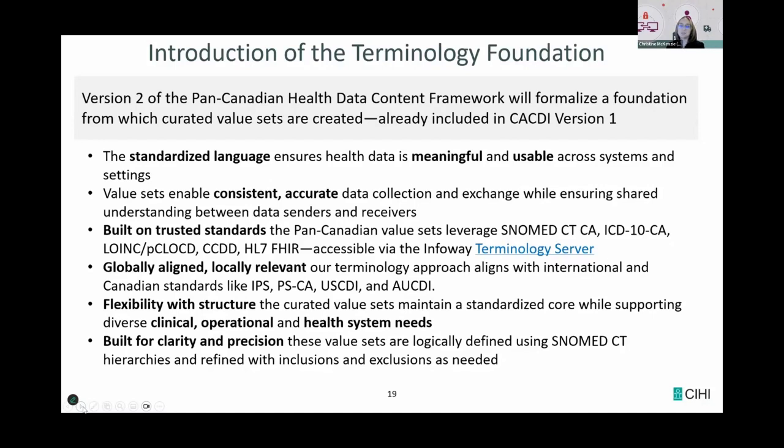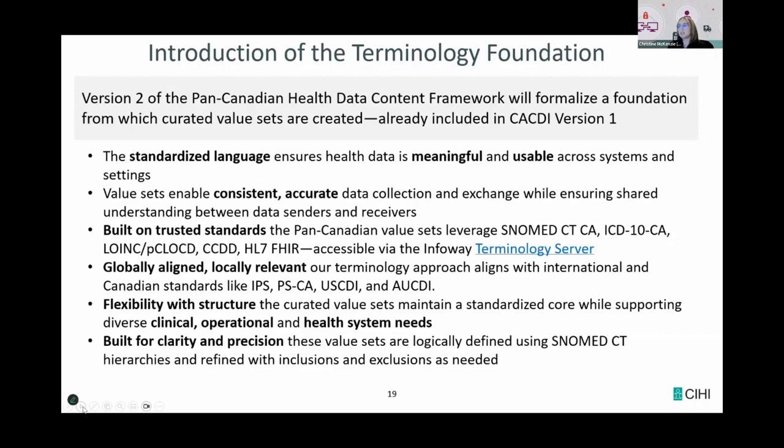So this is really getting at that semantic interoperability piece that Shannon was talking about. And this is really what we're trying to achieve as part of the work that we're doing with the Pan-Canadian Health Data Content Framework and the data model, as well as this terminology work that we're doing. We want to make sure that we're building based on trusted standards.